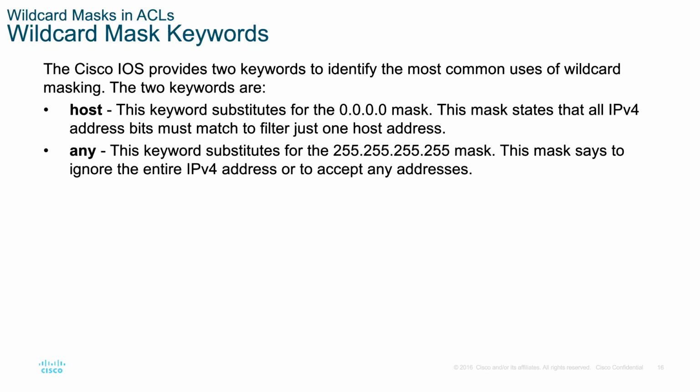Now, ACLs have a couple of keywords, which are host and any. So the host keyword can be substituted for any quad 0 mask. So in other words, it's only filtering for a specific device, a single address. Any substitutes the mask of 255, 255, 255, 255. So in other words, when you want any address to go through, because you're ignoring all the bits.